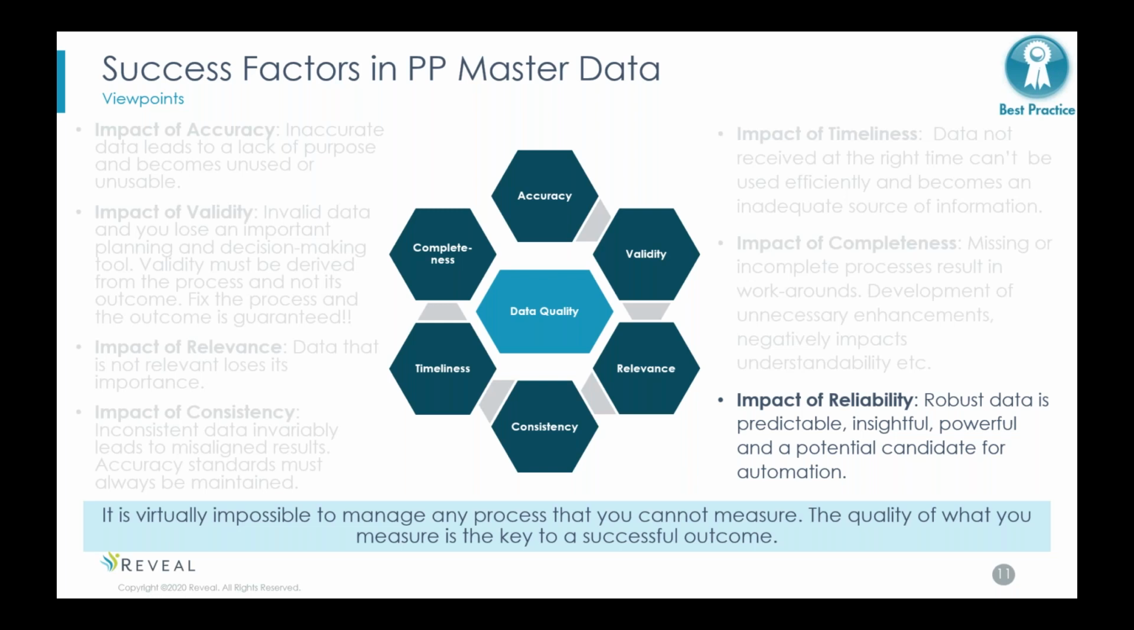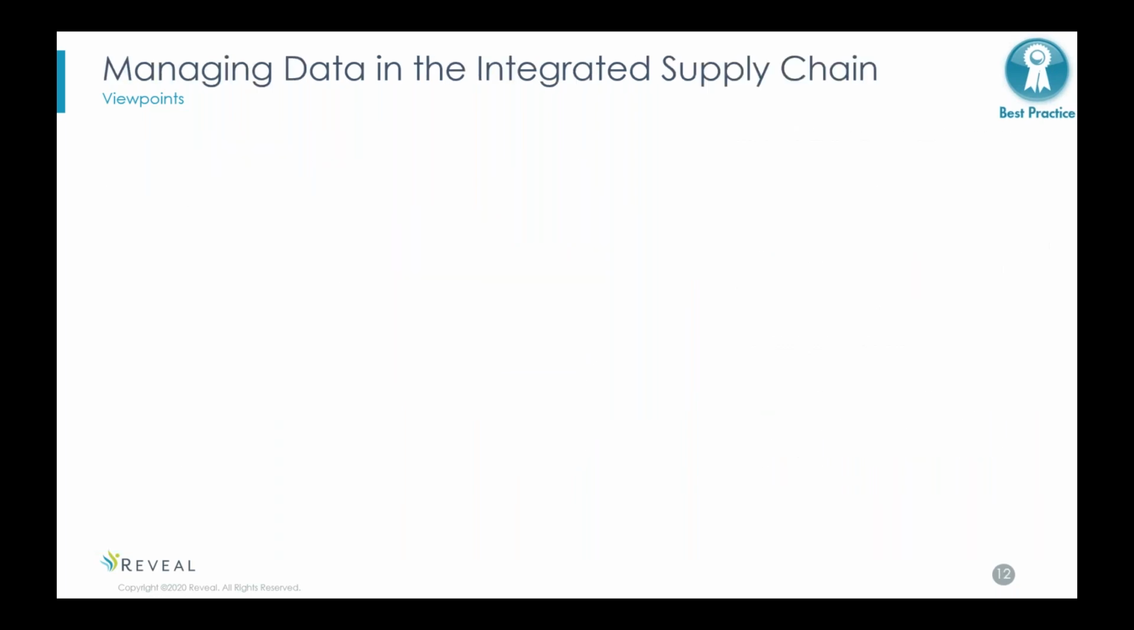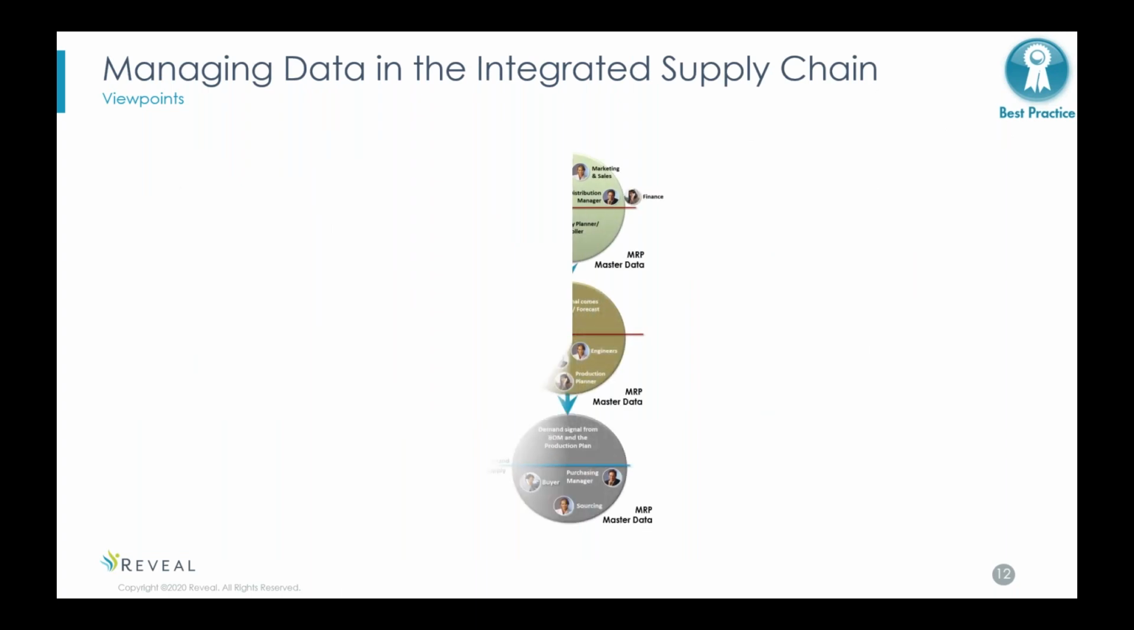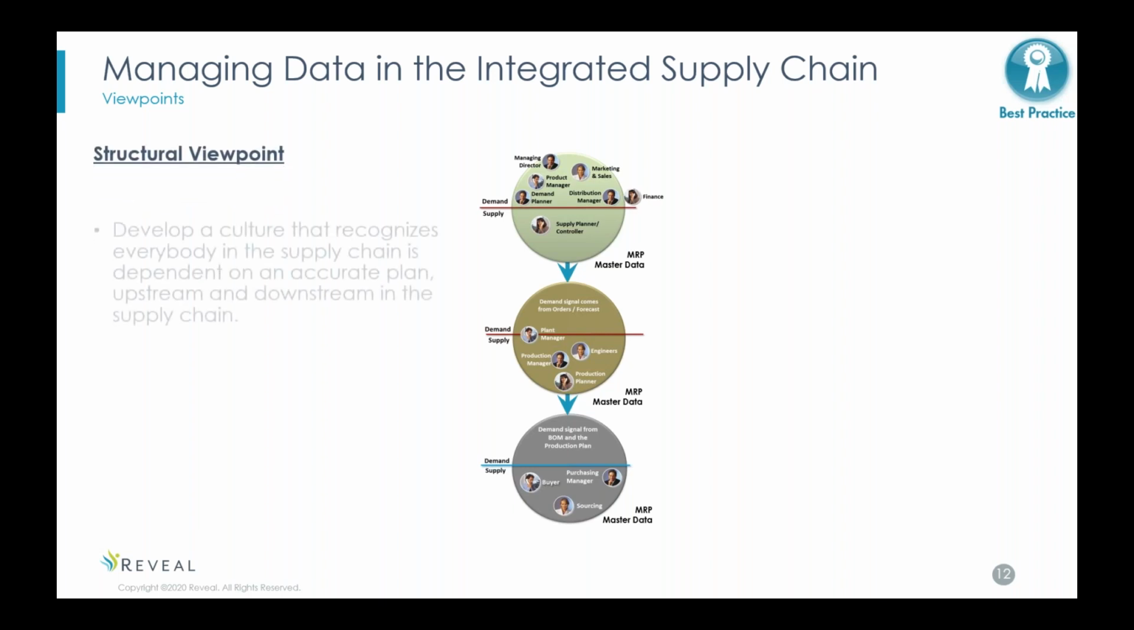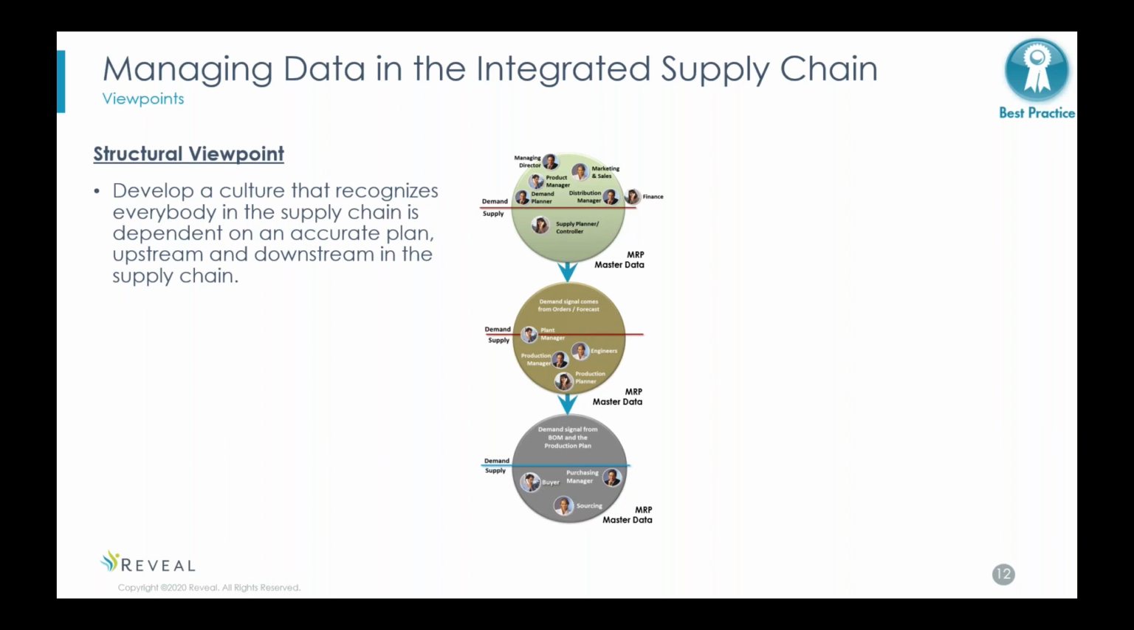Yes, and let's move on and look at how we go ahead and manage some of that data in an integration supply chain. And I'll go ahead and make this statement. Let me be very clear about that statement. As an organization, you want a lot less debating about conflicting information coming from your SAP system. All right, so let me share with you some viewpoints, some structural and data viewpoints. You must develop a culture that recognizes the upstream and downstream dependability of everyone that is involved in your process.